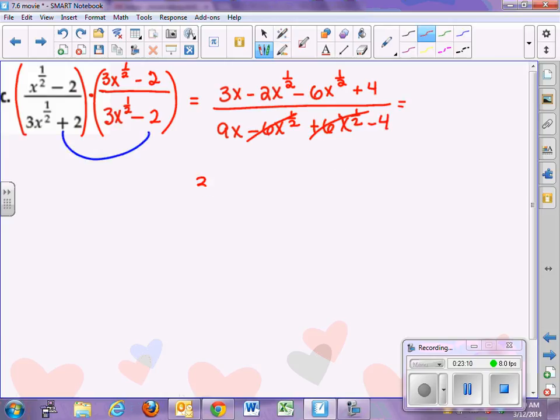So on the top we get 3x, we add like terms, minus 8x to the 1/2 plus 4. And on the bottom we get 9x minus 4. And that is the simplified form. We have no radicals in the bottom or rational exponents.